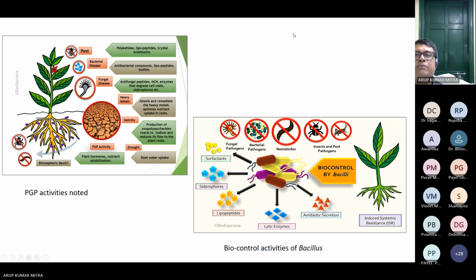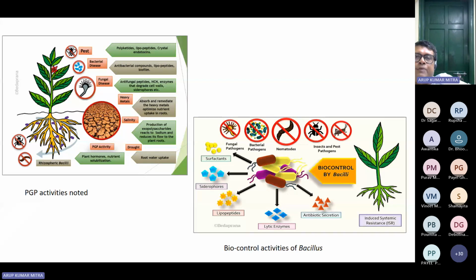Now, as I was telling, these PGP activities include not only nutrient procurement, but also some sort of drought tolerance, saline tolerance, and heavy metal binding, through the production of not only siderophore, which is only for iron, but also through the production of metallothionein.